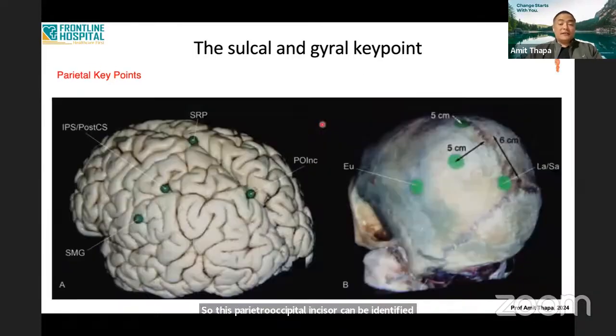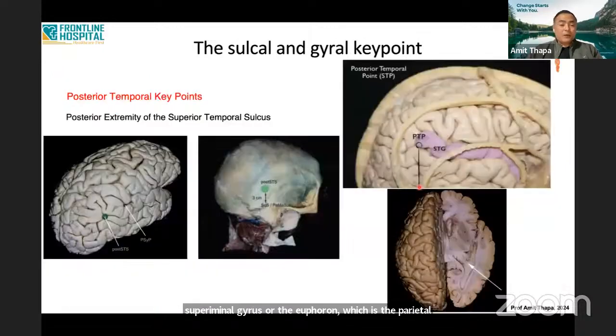Now, this is in a nutshell these four parietal key points. The superior Rolandic point, which is 5 centimeter from the bregma; then the parieto-occipital sulcus, which is at the intersection of the sagittal and lambdoid sutures; then the intraparietal sulcus and the postcentral sulcus intersection point, which is 6 centimeter from the bregma and 5 centimeter from the midline; and the supramarginal gyrus or the euryon, which is the parietal bossing or the widest area on the lateral aspect of the skull.